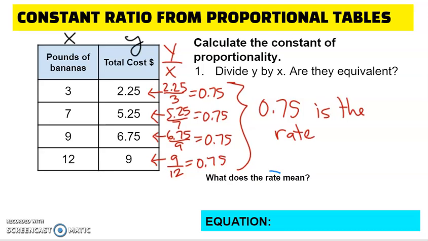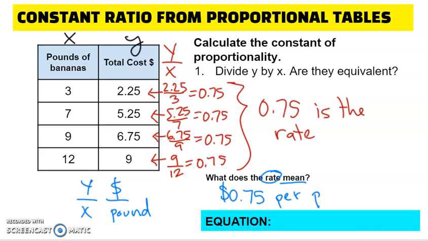So now let's talk about that rate in terms of this story. All right, so I'm going to come and look again, y to x, y to x. So cost per pound of bananas, right? So the cost is 75 cents per pound of bananas. Being able to be specific with those rates, telling myself what does that number mean is really important mathematically.